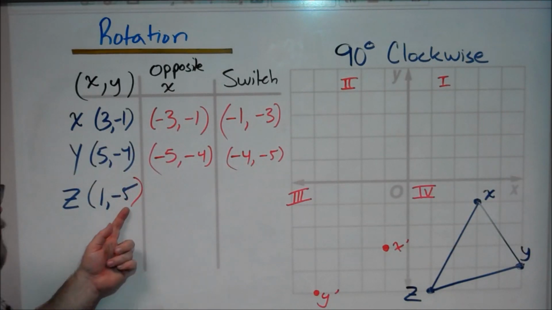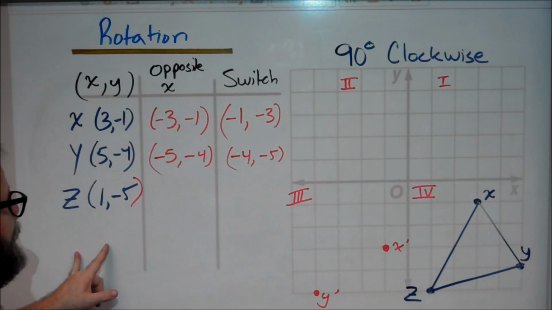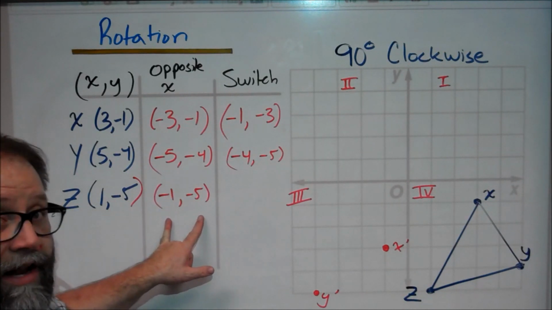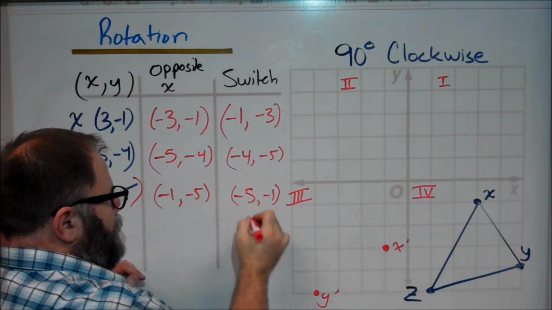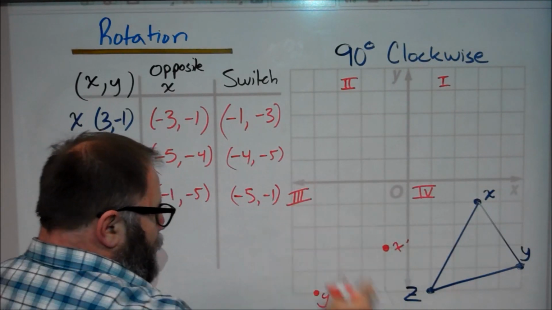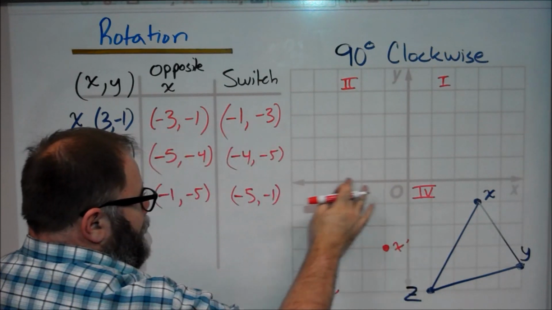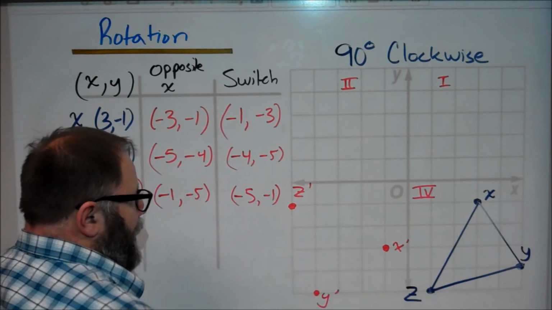Same thing. Ooh, I'm missing a parenthesis. Same thing here. I've got (1, -5). I want the opposite x: (-1, -5). And now switch: (-5, -1). So (-5, -1) is going to be right on my symbol here. So (-5, -1) is right here. And that is z prime.